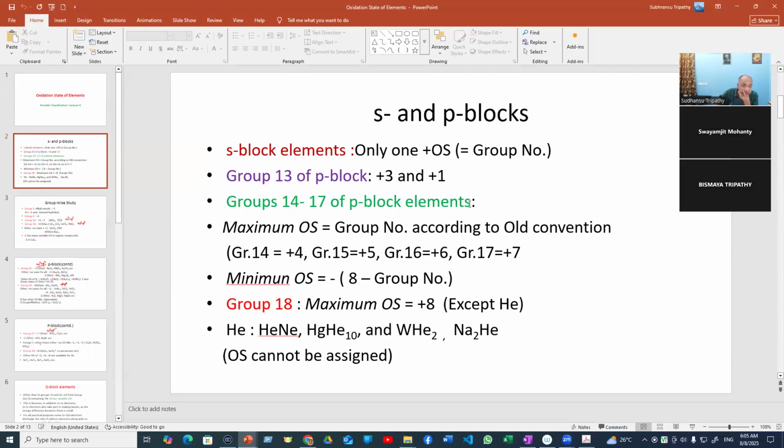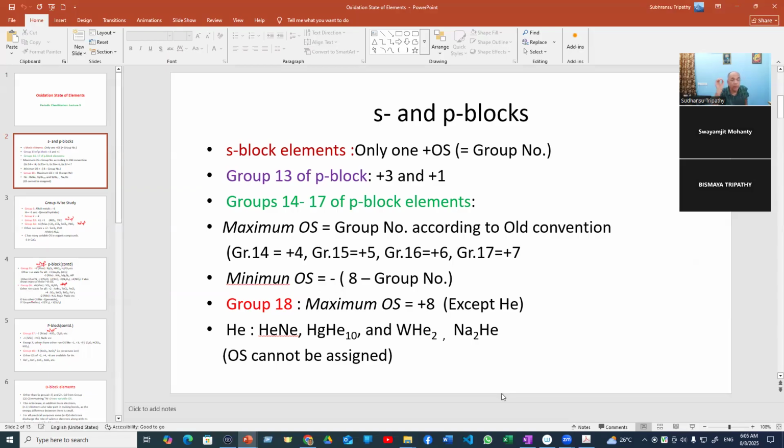14 to 17, maximum is the group number according to old convention. For example, group 14, IV A, was plus 4. And 15 is plus 5, 16 is plus 6, 17 is plus 7. Minimum is 8 minus the group number with a minus sign. For example, group 14, 8 minus 4, 4, minus 4.